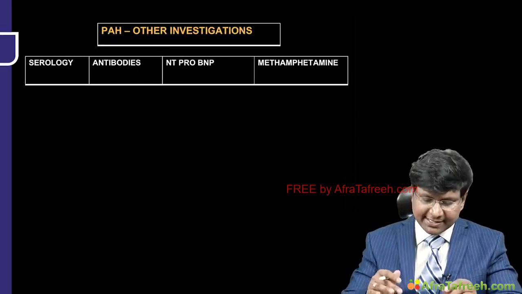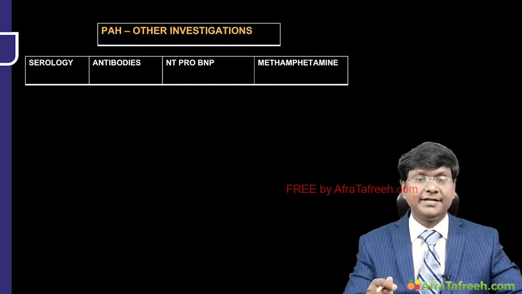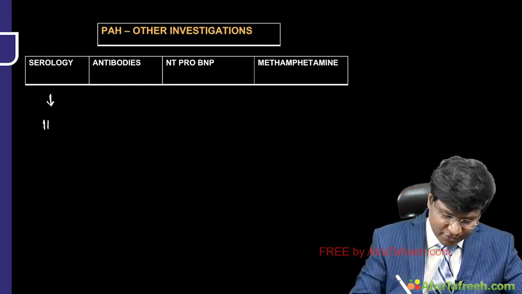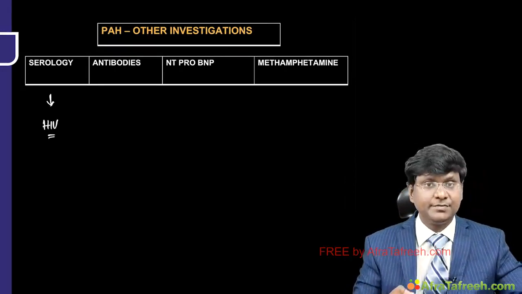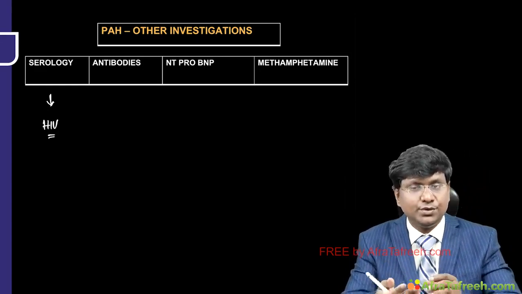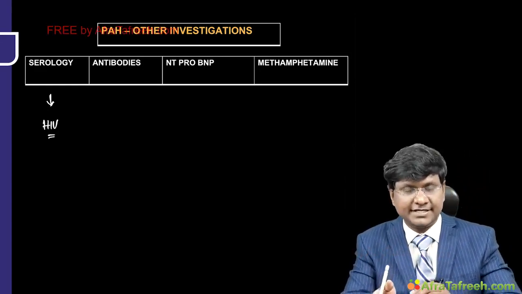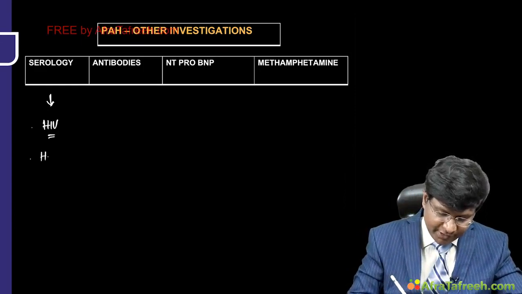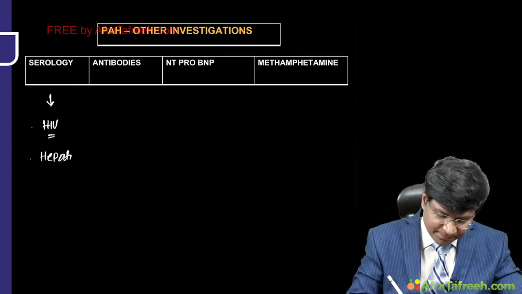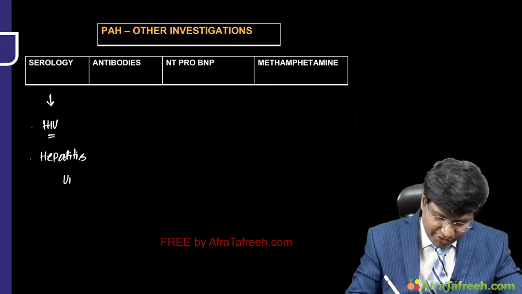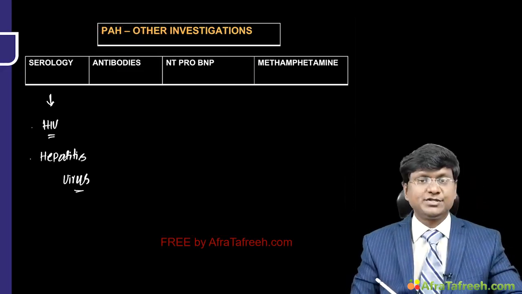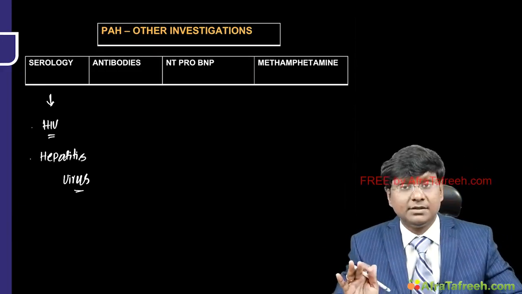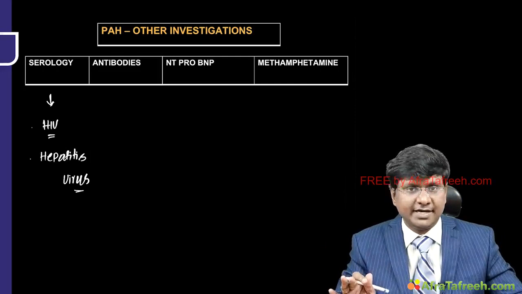Now, the other investigation in patients with pulmonary hypertension is serology. See, there are certain viral infections which can cause pulmonary hypertension, like HIV, right? So you need to do the serology testing for HIV, that is your PCR. Then another important one is viral hepatitis, right? So you need to test the serology for the hepatitis virus as well as HIV to rule out these viruses causing the development of pulmonary arterial hypertension.